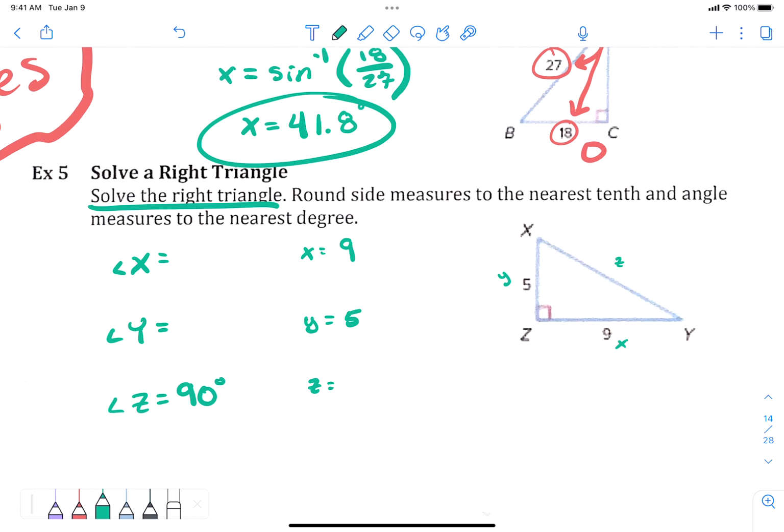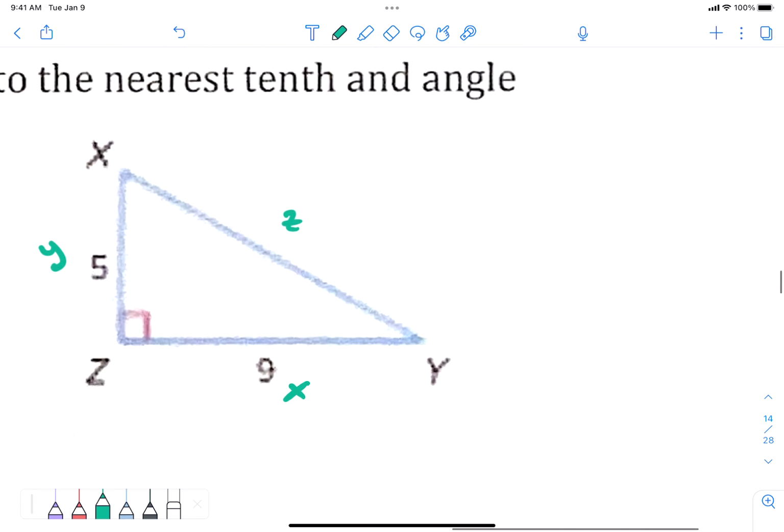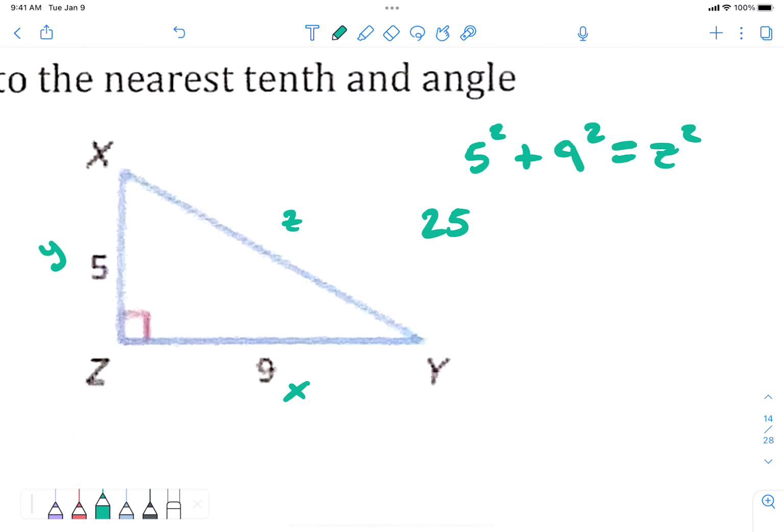Okay, now, z. Let's talk about z for just a second. What can we do to find z? Yeah, we can technically use the Pythagorean theorem. We can do that. That's fine, right? So let's do the Pythagorean theorem. 5 squared plus 9 squared has to be equal to z squared. 25 plus 81 equals z squared. And I think that's 106 is z squared.